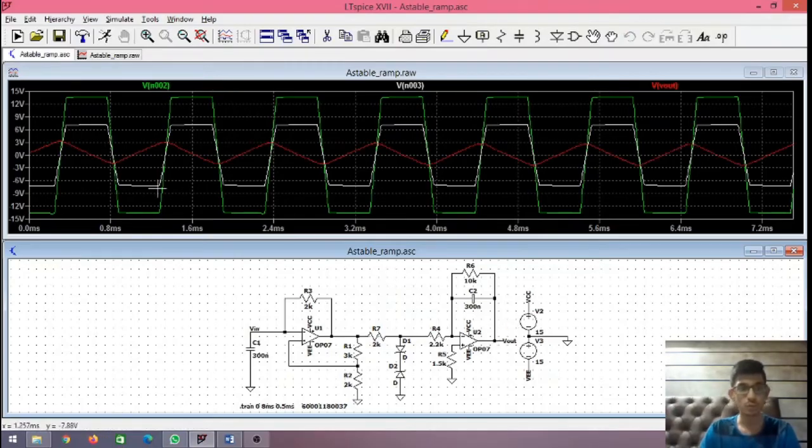As we know that the output of a square wave in an integration will be a triangular wave, so we get a triangular wave here. So this is how we can create a triangular wave using an astable multivibrator.